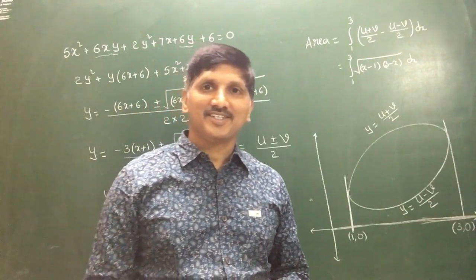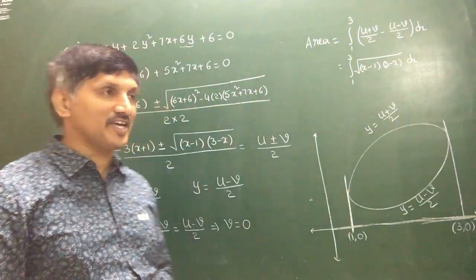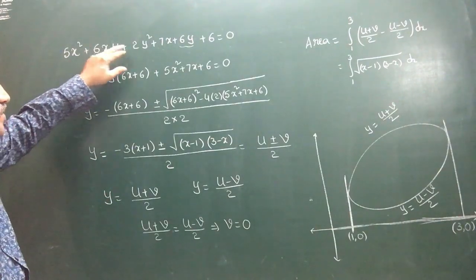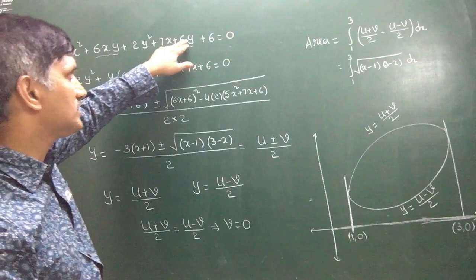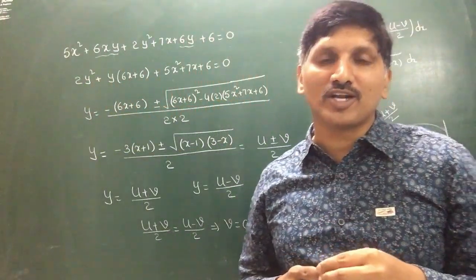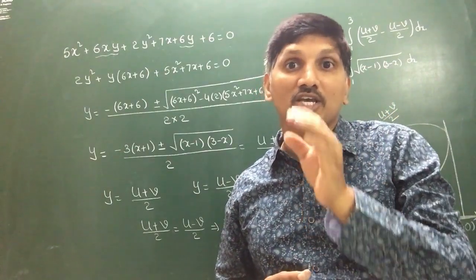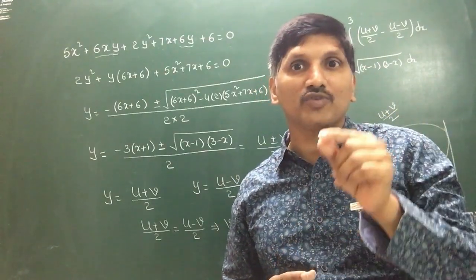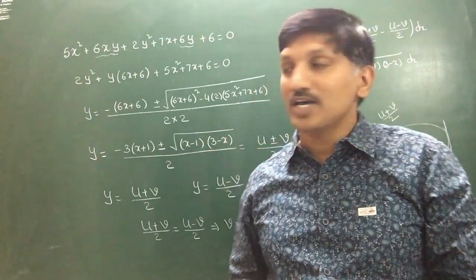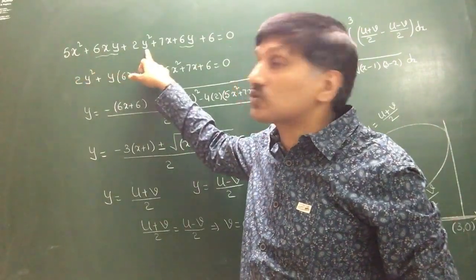Hi dear students, now I am going to discuss another method to find the area of an oblique ellipse. The equation is given as 5x square plus 6xy plus 2y square plus 7x plus 6y plus 6. Compared to the earlier question, in the earlier question the x square term, xy term and y square term were there, because we take x equal to r cos theta and y equal to r sin theta, giving cos square theta, sin 2 theta, and sin square theta.